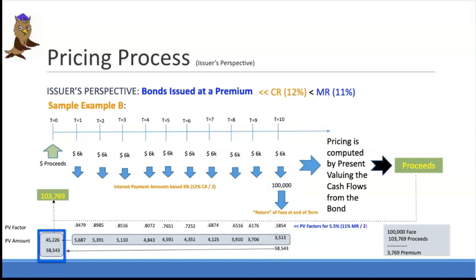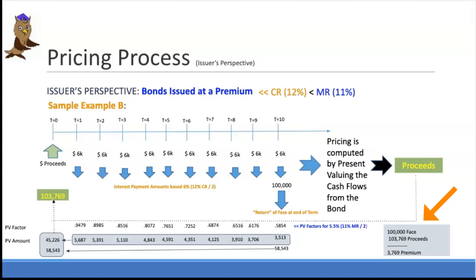Summing up the PV from the interest payments plus the PV from the face gives us a total PV of $103,769. This time, again, there's a difference, as expected. The premium is based on the proceeds of $103,769 minus the face of $100,000 for a total premium of $3,769.